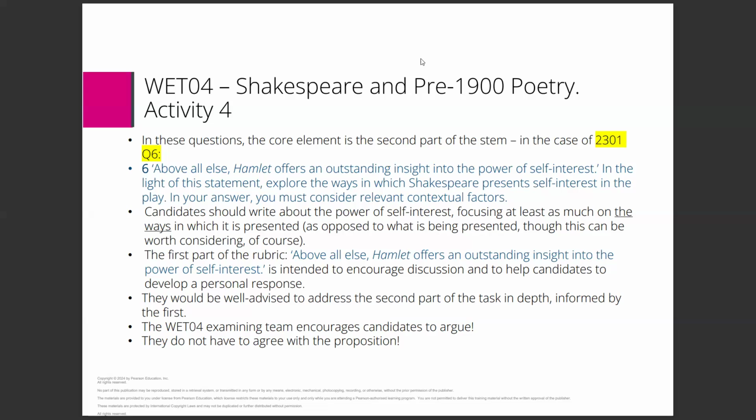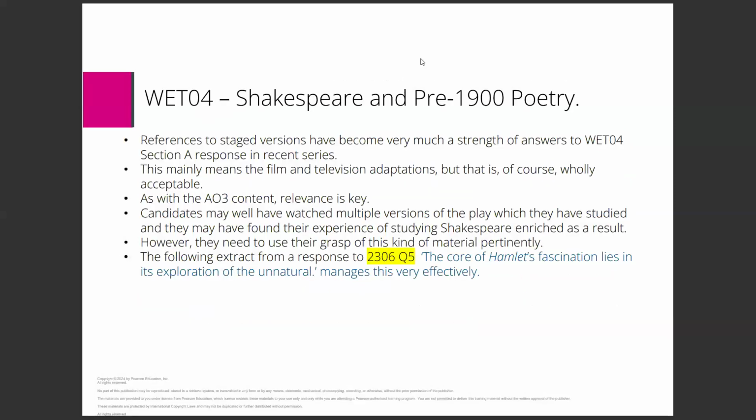And thinking about the task, it's the second part in depth informed by the first. So the second bullet is the task, and the first part, the prompt, is there to inform their critical reading and to help them challenge. So we're trying to encourage them to argue. So we are saying, do not feel that you have to agree with that prompt.